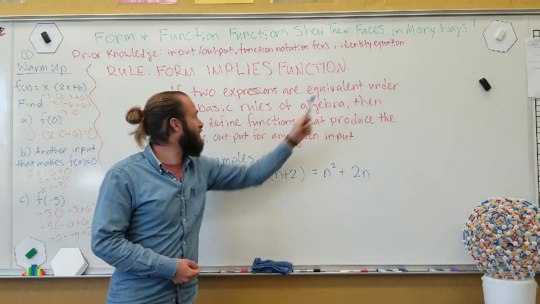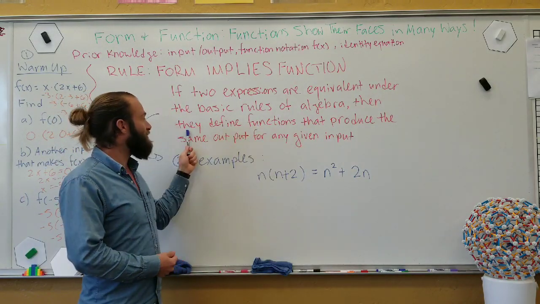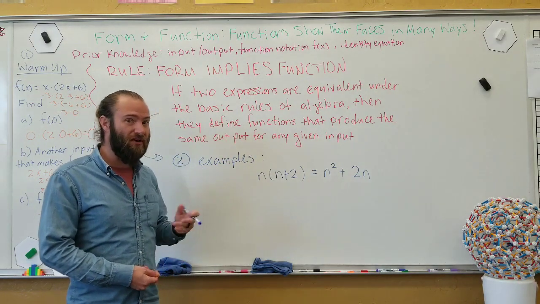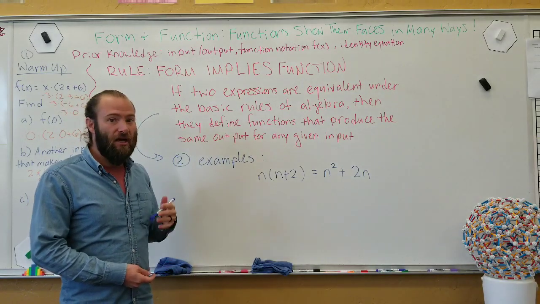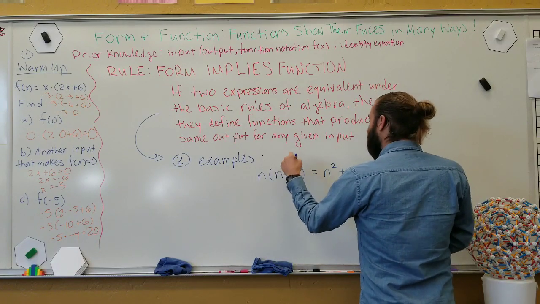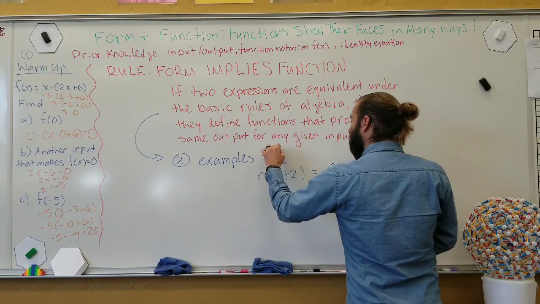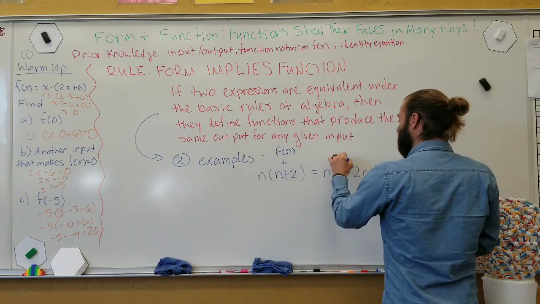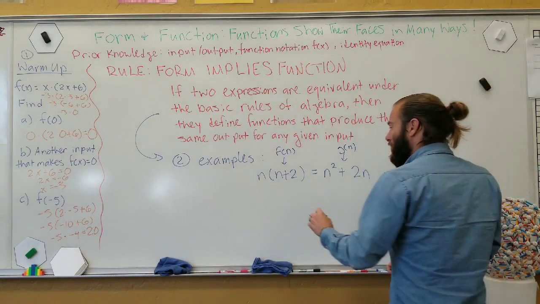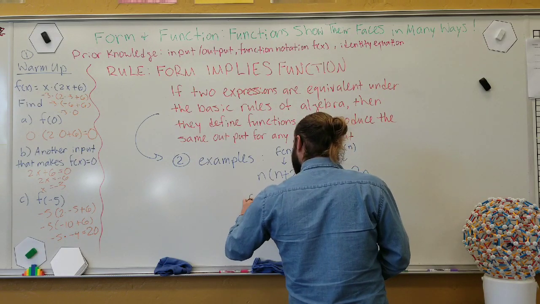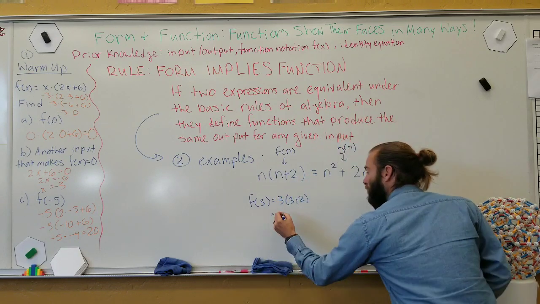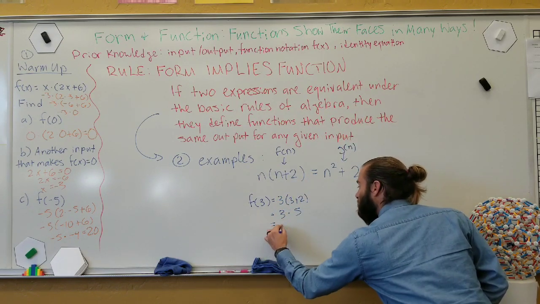If two expressions are equivalent under the basic rules of algebra, then they define functions that produce the same output for any given input. So even if the rules themselves are technically different, it means they make the same function as each other that gives the same output for the same input. So if I were to call this f of n, it's the same function from my last example. And if I wanted to call this different function a different name, like g of n, well, it's just like we said before. If I wanted to calculate f of 3, watch what happens. It's 3 times 3 plus 2, which is 3 times 5, which is 15.